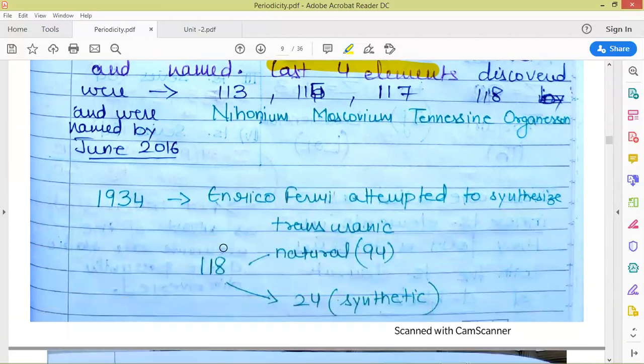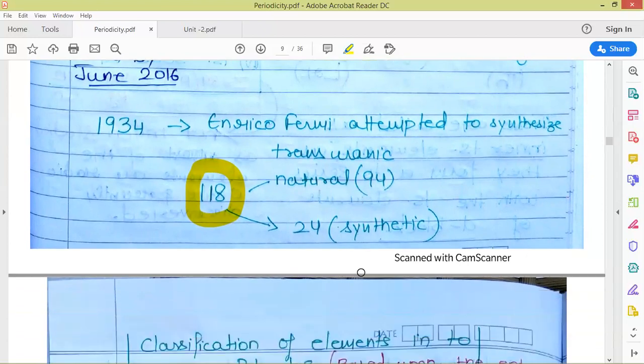Also, in 1934, Enrico Fermi was a scientist who attempted to synthesize many transuranic elements. Up till 1934, all the naturally occurring elements were known. So it was Enrico Fermi who first attempted to discover the elements which are transuranic, that means which are radioactive in nature. So in all, at the present time, 118 elements have been discovered so far, out of which 94 are naturally occurring and 24 are synthetic.